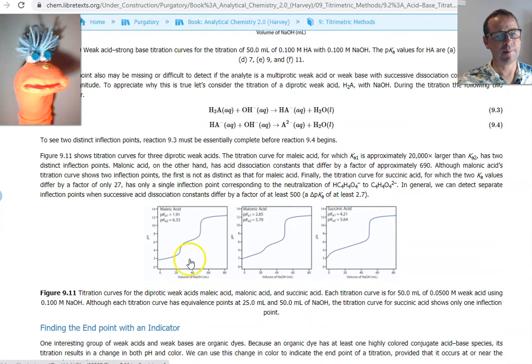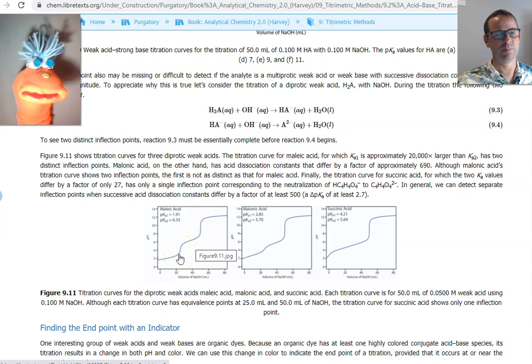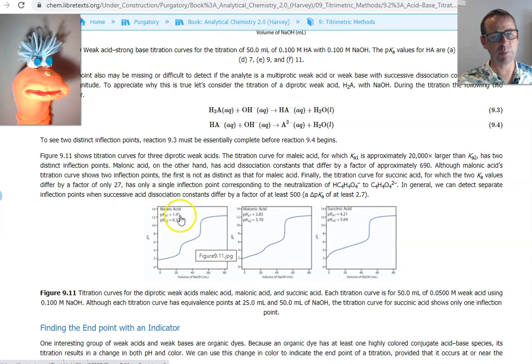Okay, so this plot here has two endpoints. What do you think that means? Well, let's see. Malic acid, pKa 6.3. So it looks like it's a diprotic acid being titrated with a strong base. That's right. So this malic acid loses a proton at pKa of 1.91, which is right in here, and then the pKa for its second proton is 6.33.